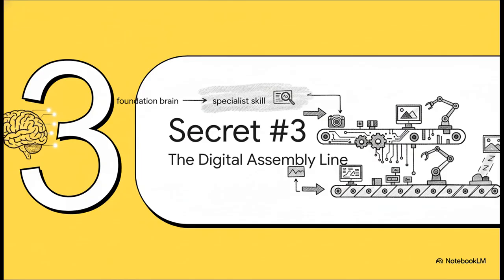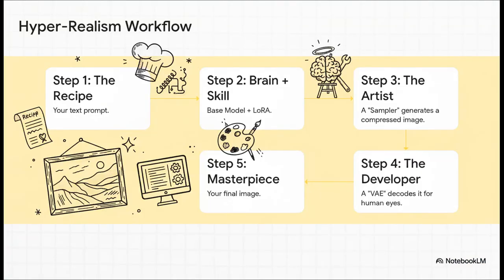Okay, so we've got our foundation brain and our specialist skill. How do we actually put them together to create an image? Well, it all happens in a really logical sequence, almost like a digital assembly line. Now, this workflow might look a bit technical, but trust me, it's actually pretty simple when you break it down. First, you give it the recipe. That's your text prompt. Then the AI combines the brain and the skill, the base model and the LoRA. After that, the artist, or sampler, sketches out a compressed version of the image. And finally, the developer, or VAE, decodes that compressed file into the final masterpiece that we can all see. We'll touch on that last part in just a second.